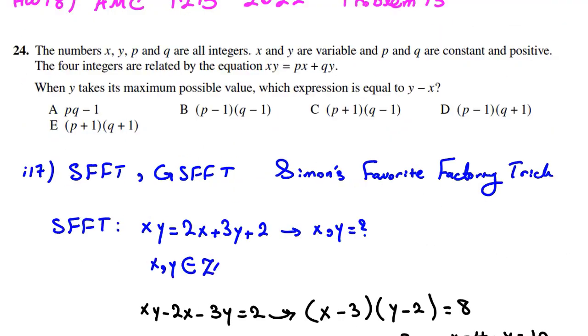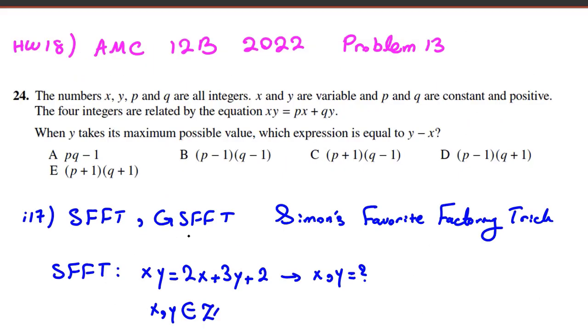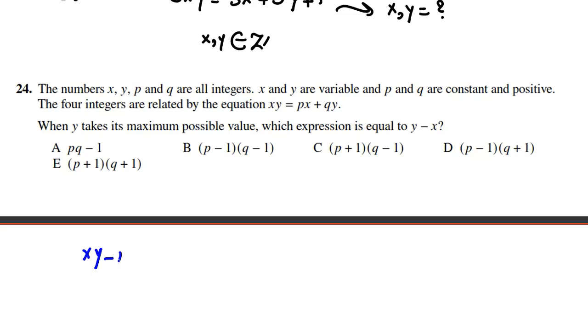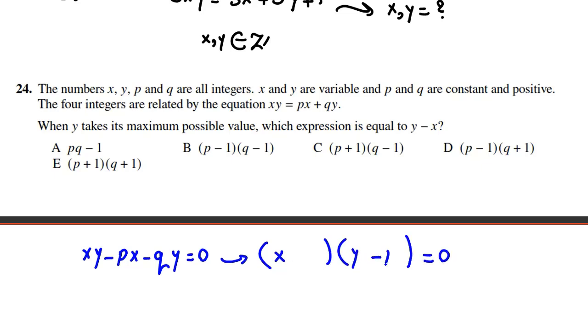Okay, now let's work on this problem. We don't need GSFFT. We need only SFFT. So let's see how we can solve it. We have xy minus px minus qy equals 0. I can factorize x minus q times y minus p. I want to create minus px, so I place negative p, and I want to create negative qy, so I place negative q. So when you multiply, it will be pq.